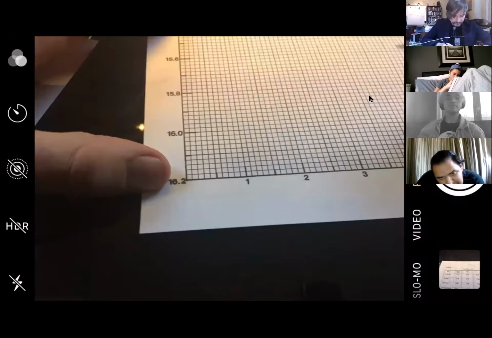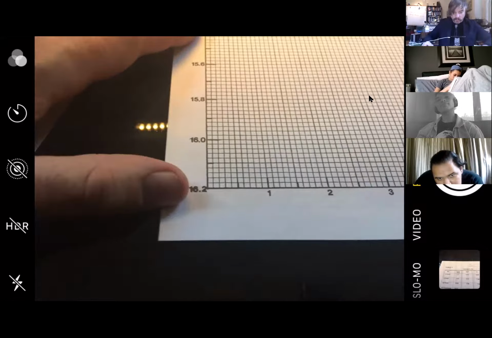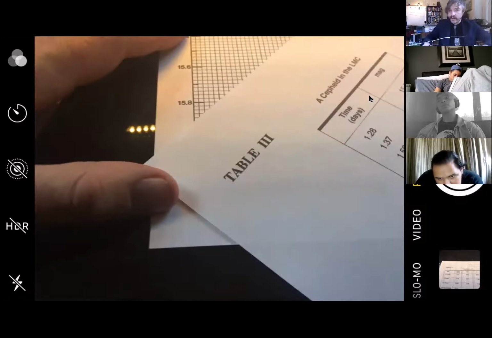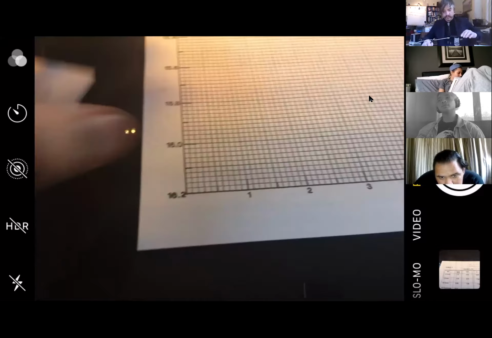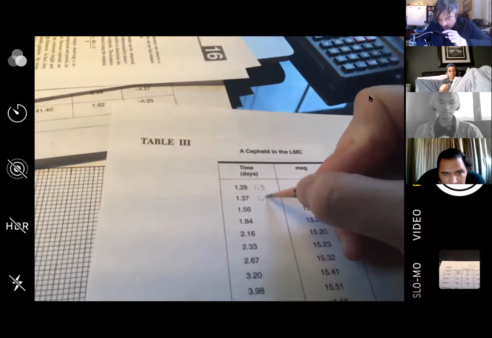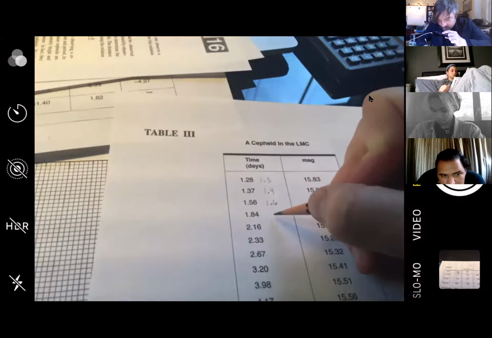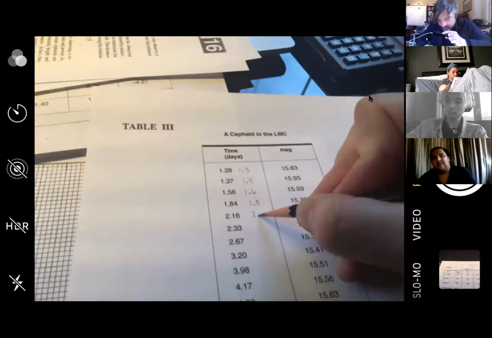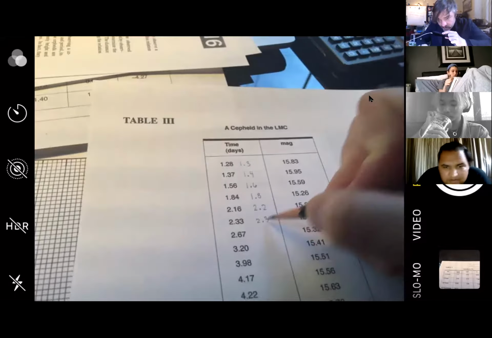All right. So our first data point is 1.28 and 15.83. We're going to make our lives a little bit simpler and round to the nearest tenth. Instead of 1.28, we're going to make it 1.3. Instead of 1.37, we're going to make it 1.4. We'll round that to 1.6. By doing this, we're going to make our plot a lot faster, so we can be done with this sooner. Does everyone like that? It'll probably give us the same results.